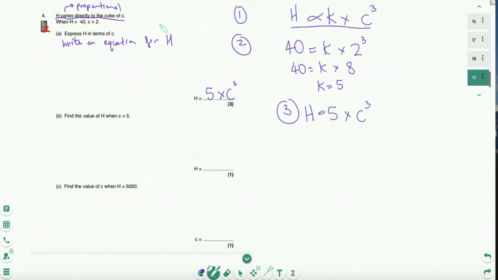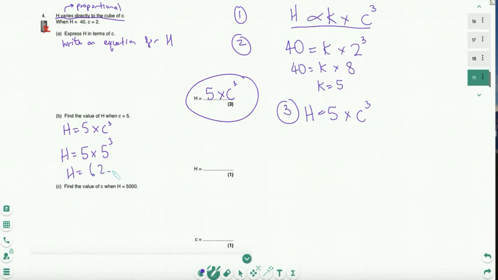Find the value of h when c is 5. So I'm going to use my formula that I found. H equals 5 times c cubed. So I'm going to replace c with 5. So h equals 5 times 5 cubed. Well, I can just put this into my calculator. 5 times 5 cubed is 625, I'm pretty sure. 625, and that's our answer. So like I said, guys, 3 steps. 3 marks for the first question, always.